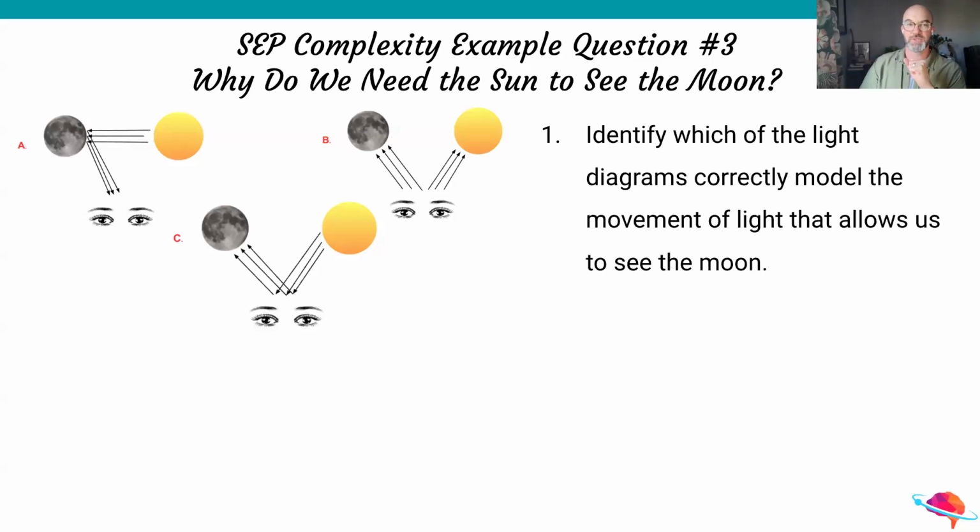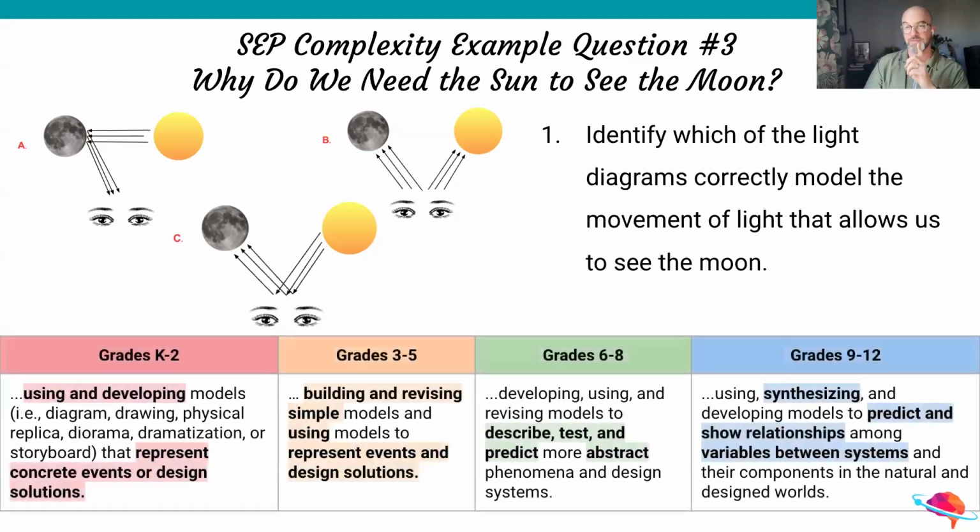This phenomenon is all about, why do we need the sun to see the moon? What we want students to do here is identify which of the light diagrams correctly model the movement of light that allows us to see the moon. Same, but different. Write down your grade level band and then your justification for that grade level band in the chat.